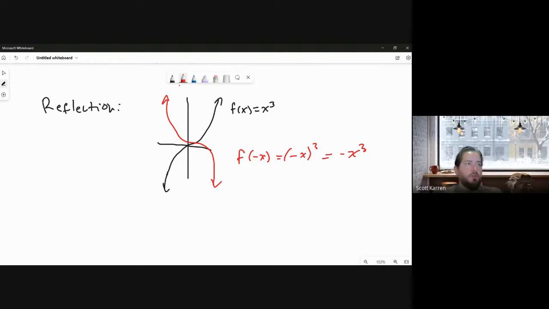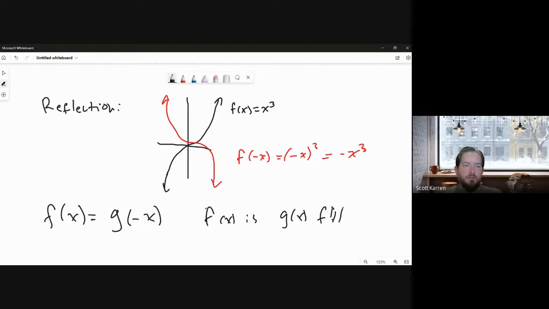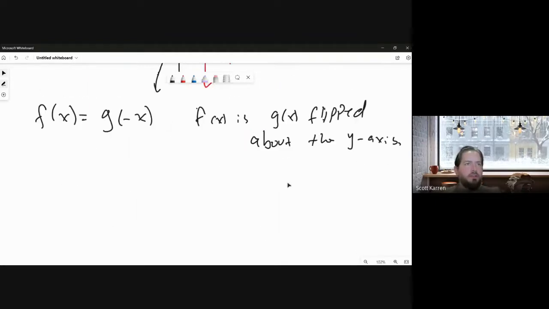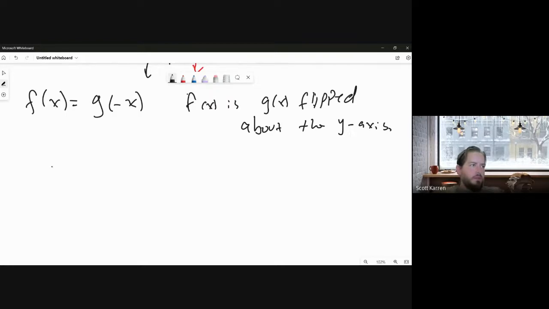And so we can reflect simply by taking some f of x, which is equal to, let's say, g of negative x. f of x is g of x, but flipped about the y-axis. Right? So another one we can look at to demonstrate that is, let's say we have some f of x is equal to the square root of negative x, right?